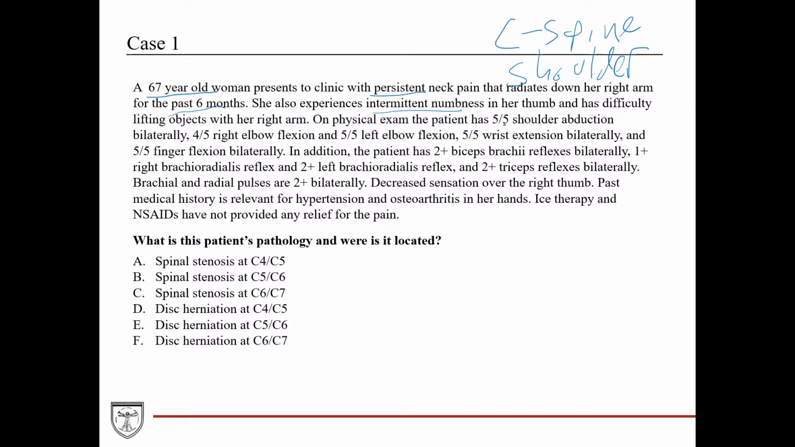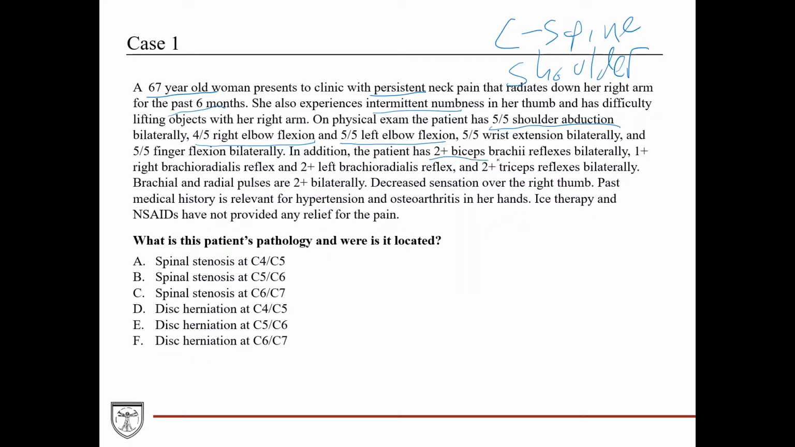Physical exam, patient has 5 out of 5 shoulder abduction, so she's got good shoulder abduction. Doesn't necessarily rule out a shoulder pathology, but it makes us less suspicious. 4 out of 5 right elbow flexion. So again, this is corresponding to where her pain is on the right side. And then she has normal on the left side. Normal wrist extension on both sides. Normal finger flexion on both sides. Now let's do the reflexes.